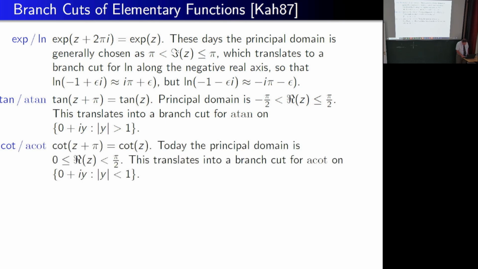Cot and arccot. This is the one where the parameters changed between printing 8 and printing 9. And I said today we take the principal domain to be 0 to pi by 2. Sorry, is that right? I think it is, yes. We get a branch cut along the complement, so a branch cut for arccot. And maybe a typo on that slide. It's suddenly maybe 0 to pi. I'm sorry, I'm confused. So our branch cut for arccot is there. And yes, I think I'm writing 0 to pi.